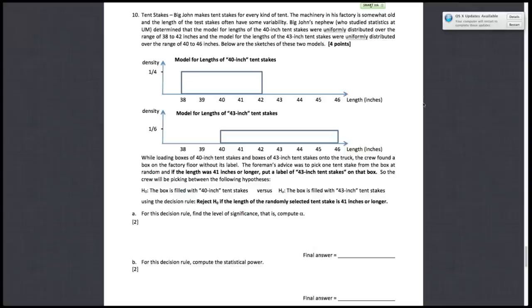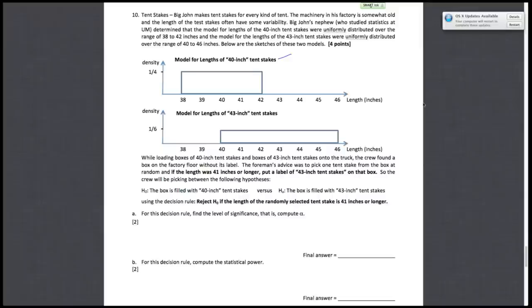All right, this is question number 10 for the final exam from 2011, fall. So Big John makes tent stakes for every kind of tent. Big John's nephew, who studied stats at U of M, determined that the model for the length of 40-inch tents is uniform with a range of 38 to 42 inches, and we're actually given a great model for that right here, and that the model for 43-inch tent stakes is also uniformly distributed from 40 to 46 inches.